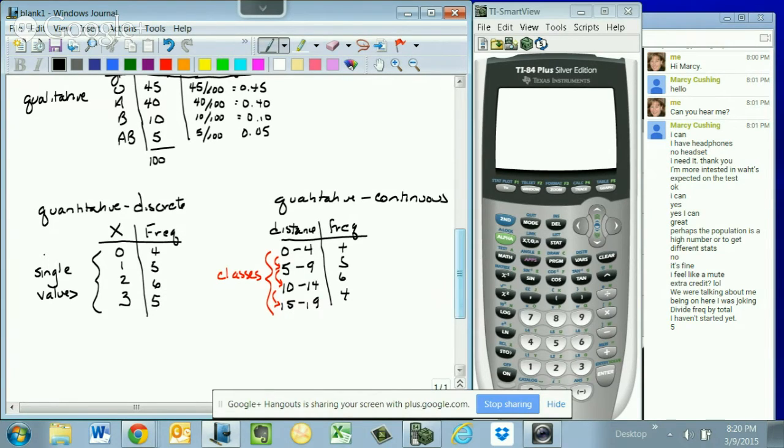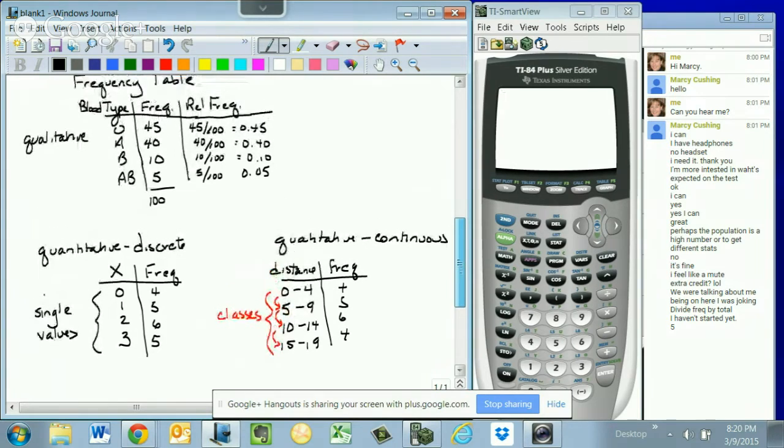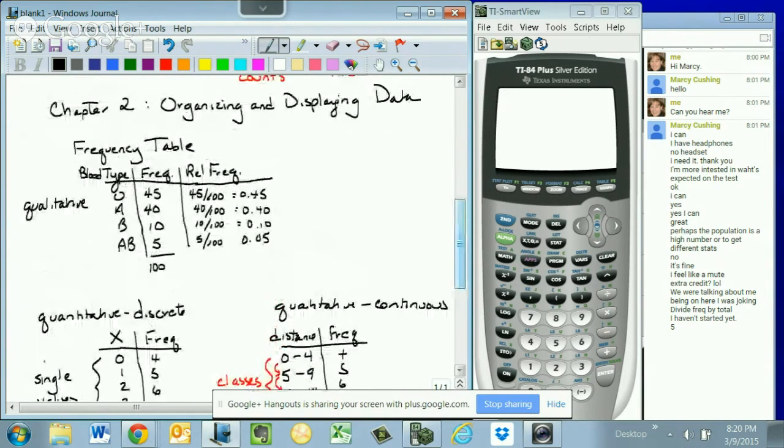And then we also talked about different ways to display data. So for qualitative data, we looked at a bar graph. Most people are familiar with that. Just make sure you can do both a relative frequency bar graph and a frequency bar graph. Frequency or relative frequency. This doesn't go with this blood type. Maybe I should make it go with that one. Hang on.